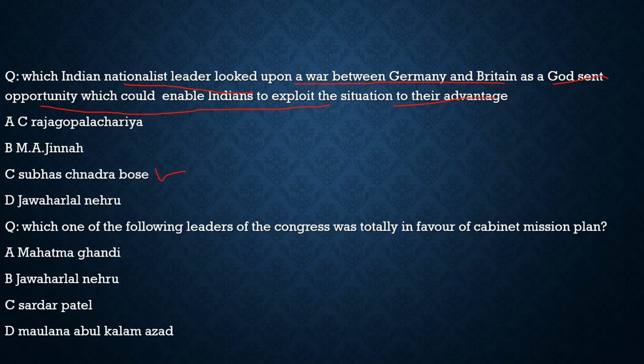Coming to the last question of today's discussion, it says, which one of the following leaders of the Congress was totally in favor of the cabinet mission plan? So who was in favor of the cabinet mission plan? It is Sardar Patel. He was totally in favor of the cabinet mission plan. So with this, we complete today's discussion.